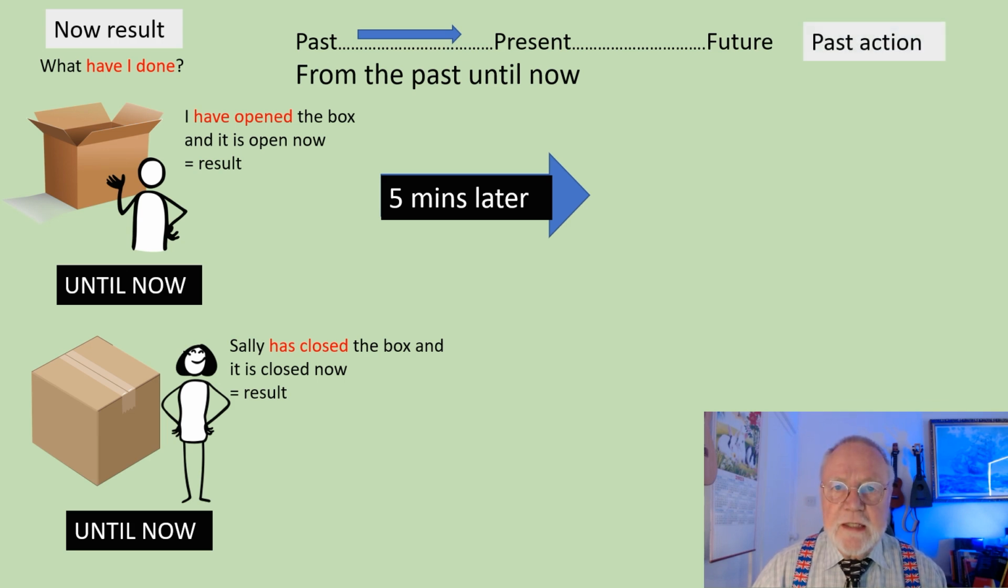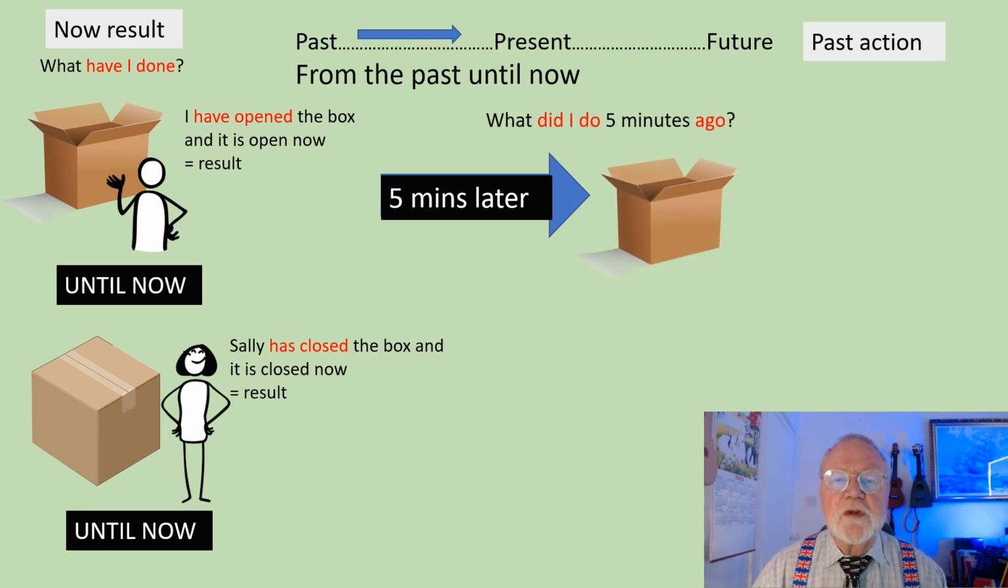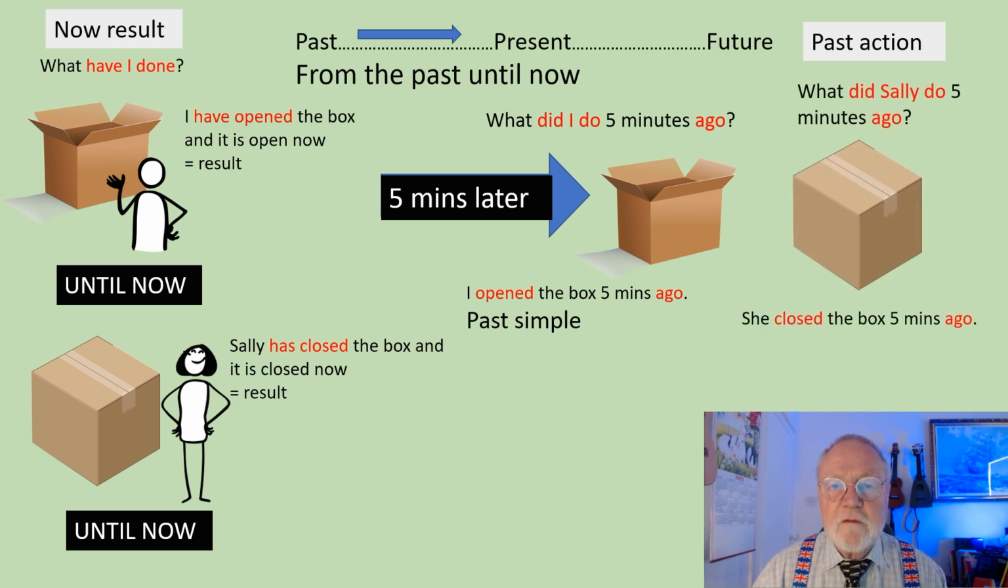Well, as it's later, we're looking at a past action now. And the question we would use is the did form. What did I do 5 minutes ago? I opened the box 5 minutes ago. We use the past simple because this is now a completed, finished action. What did Sally do 5 minutes ago? She closed the box 5 minutes ago. A completed action in the past, so therefore simple past tense.